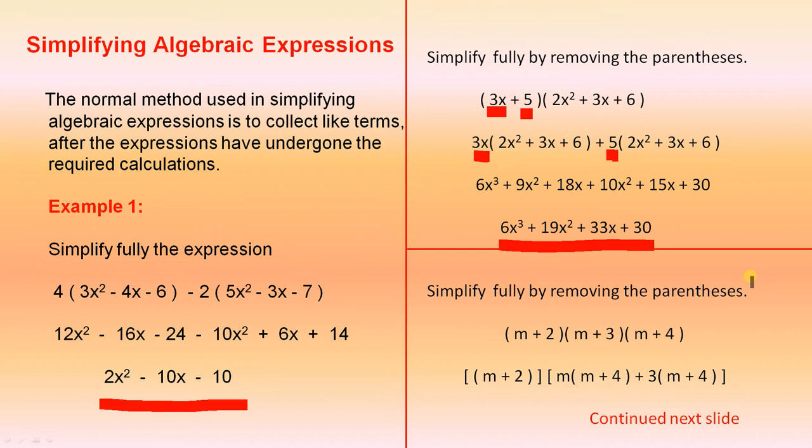Simplify fully by removing the parentheses. This is a little bit tricky because we have 3 sets of parentheses. So all we do, we just leave the m plus 2 by itself for the time being, and we simplify those two here. So we have the m, which is there, outside of the m plus 4, that's here. Then the 3, which is there, outside of the m plus 4, which is there. So we go to the next slide.